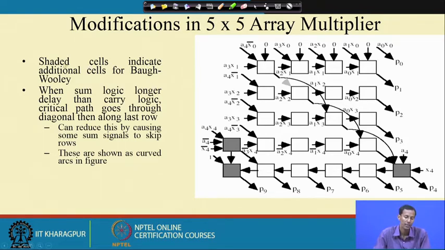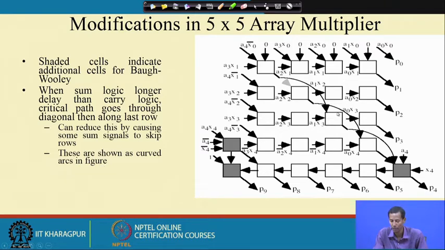Here you see that the shaded cells indicate additional cells for the Baugh-Wooley multiplier. When sum logic has longer delay than carry logic, the critical path goes through the diagonal and then along the last row, and this can be reduced by causing some signals to skip rows, and these are shown as curved arcs in the figure.